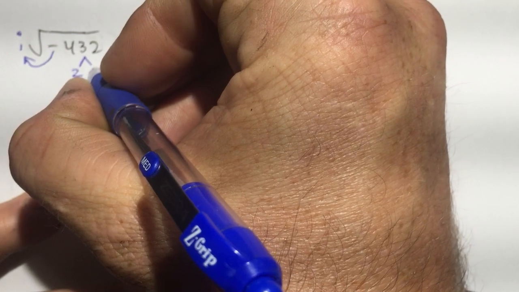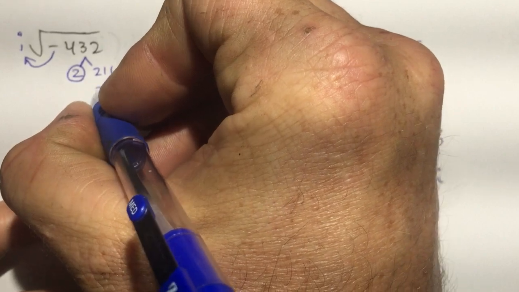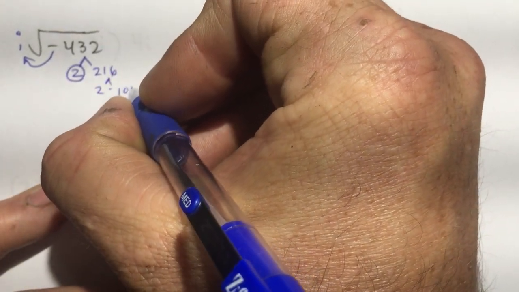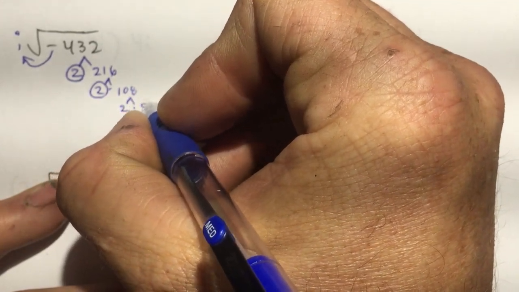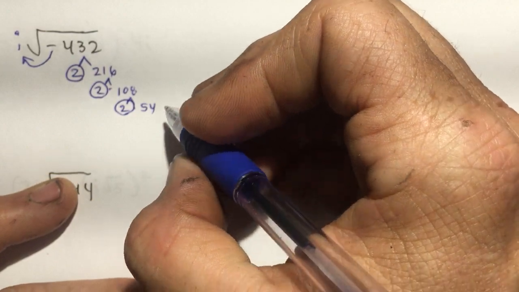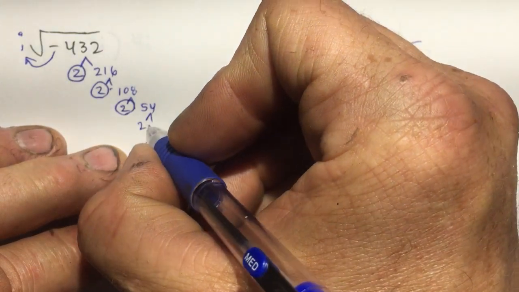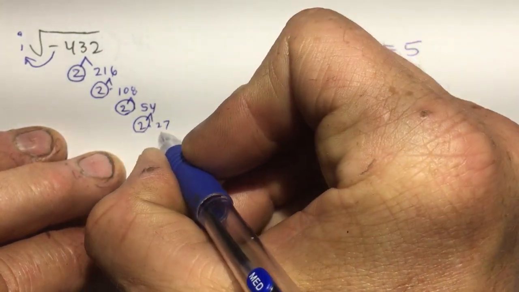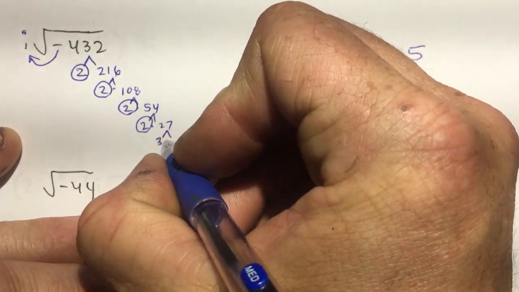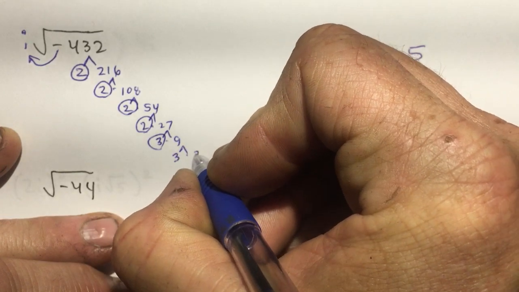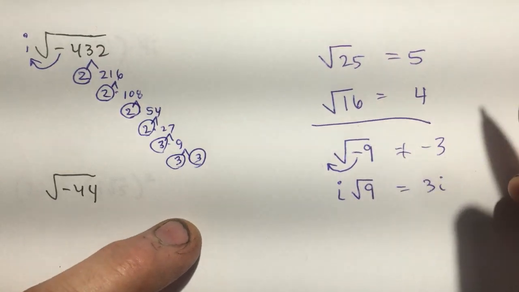432 divided by 2 is 216. Circle my 2 because it won't break down anymore. 216 divided by 2 is going to be 108. Circle my 2. 108 divided by 2 is 54. Circle my 2. 54, you just keep dividing by 2. That way all your 2's will be together. 54 divided by 2 is 27. 27, now it doesn't divide by 2, so I'm going to go to 3 and try it. So 27 divided by 3 is 9. And then 9 divided by 3 is 3, and there you go. That won't break down. There's 432 broken down in primes.